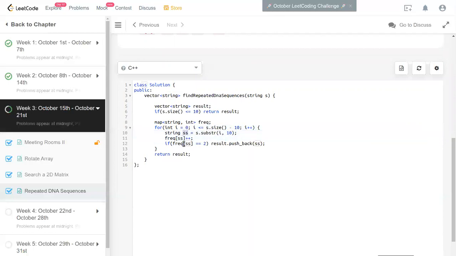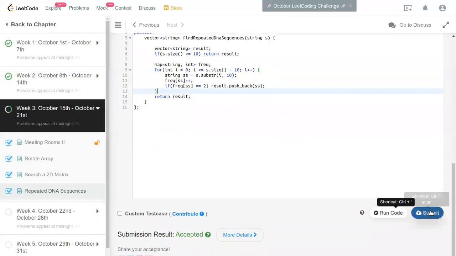So that is a substring here, ss, and I'm going to increase the frequency of that, right? If it is not there for the first time, it's going to initialize and then increase it to 1. Otherwise, if it is already there, it is just going to increment. So when the frequency is exactly 2, that's when I'm going to add that to the result here, right? But when it is more than 2 already, that means we must have already added it earlier, so I'm not going to add again, right? That's all, right? It's that simple.